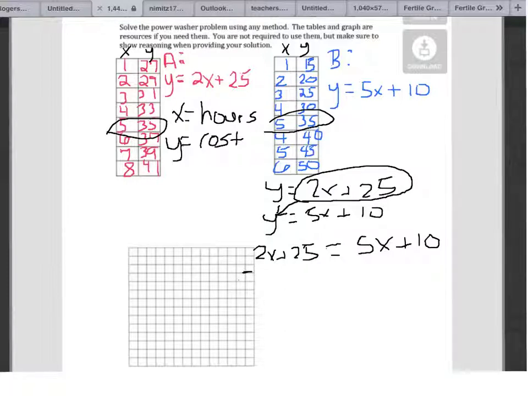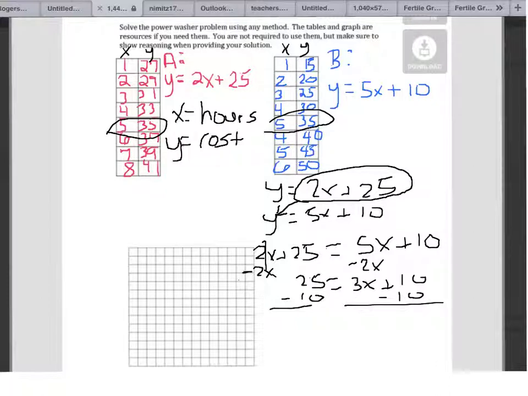So if I subtract 2x, I get 25 equals 3x plus 10. And then if I take the 10 to the other side, subtract 10, I get 3x is equal to 15. And then we can see that x is 5, so at 5 hours, and if we plug it back into one of the equations, you would see that 5 times 5 is 25 plus 10 is 35 if I plugged it into the second equation. And you can see that that's going to come out with the same answer, the same intersection point.